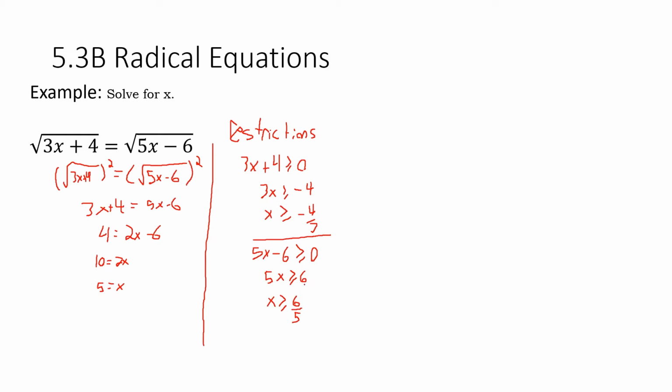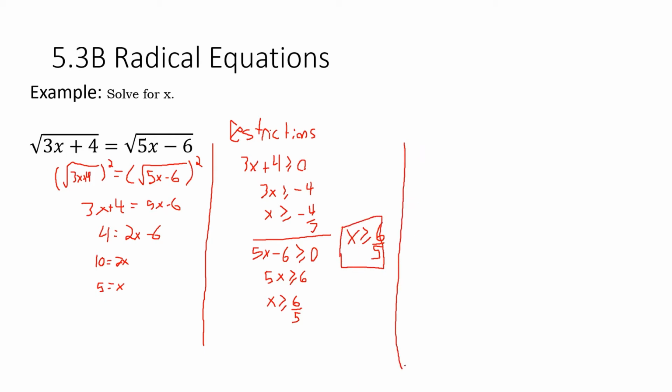So say we had a value of 0. If x was 0, it might satisfy this side of the equation, but it would make this a negative number, and that would be no good. So if like 5 times 0 minus 6, that's a non-permissible value. So x has to be greater than or equal to 6/5 in order to satisfy both sides of the equation.